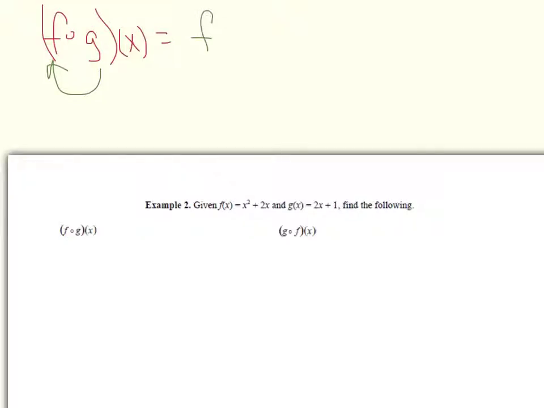This is actually f of g of x. So it works from the inside out. So g goes into function f.